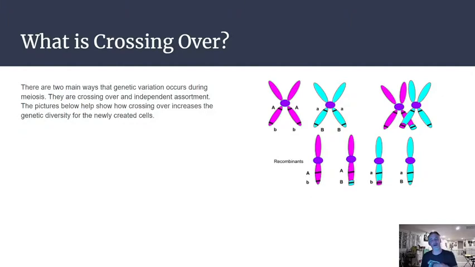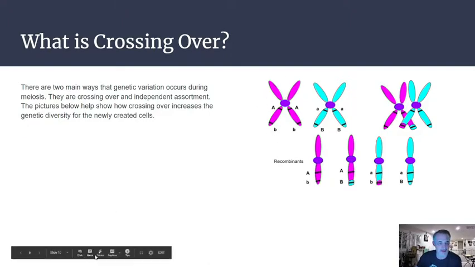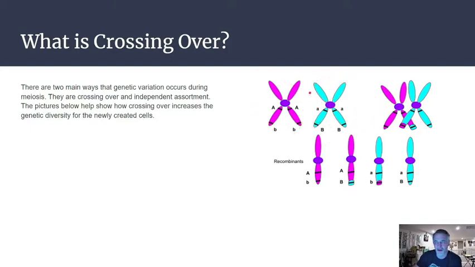All right, so let's talk about crossing over, as we mentioned earlier. There's two main ways genetic variation occurs in meiosis. They are crossing over and independent assortment. So we'll cover crossing over first, and we'll look at this picture. We'll kind of follow it along as we go through the next few steps, right? So what you have here is two chromosomes. One of them is this bright pink color, and one of them is this kind of blue color. So you got the pink one over here, the blue one over here, okay?